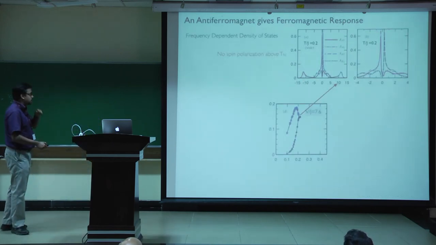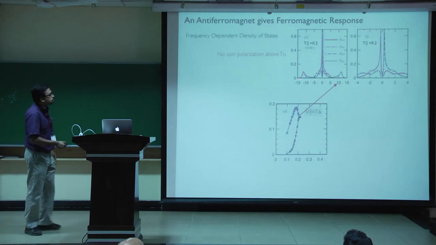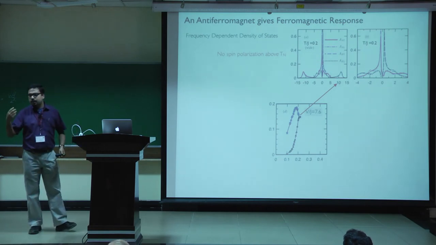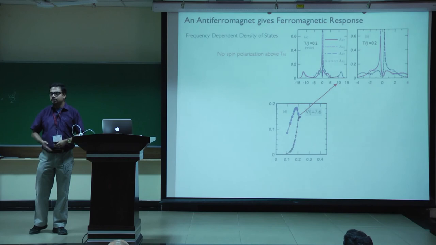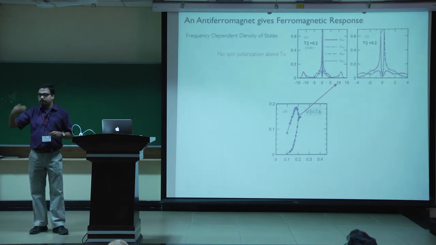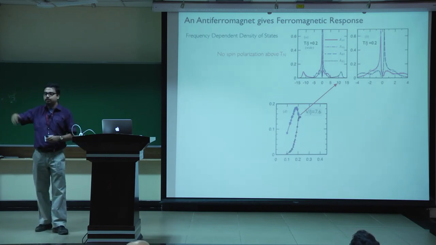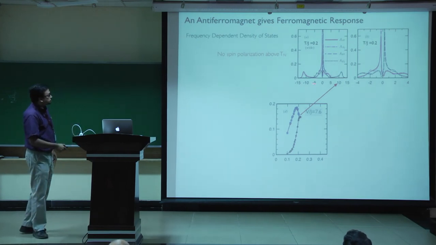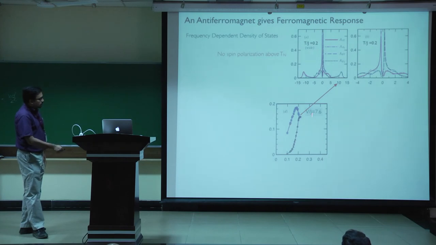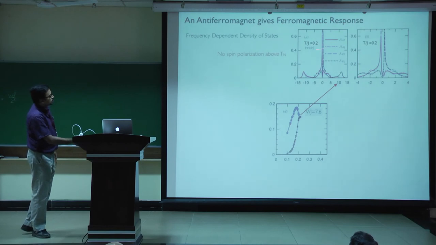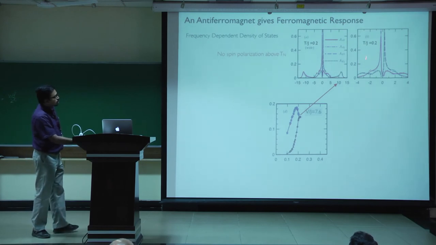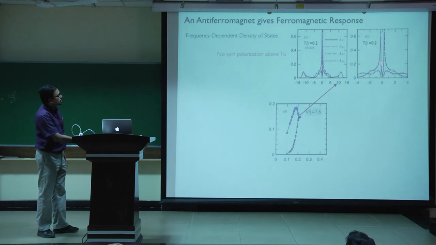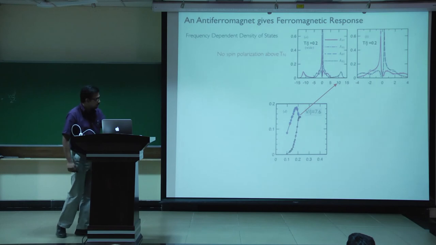Now, to look at this a little bit more closely, what we did is, instead of just looking at omega equal to 0, we used a maxent to basically take this from imaginary frequencies to real frequencies. Okay? And here is what is happening. So we are looking at this curve. If we are here beyond the antiferromagnetic transition, then if you look at this closer, you see that there's no spin polarization between the density of states and so on and so forth.